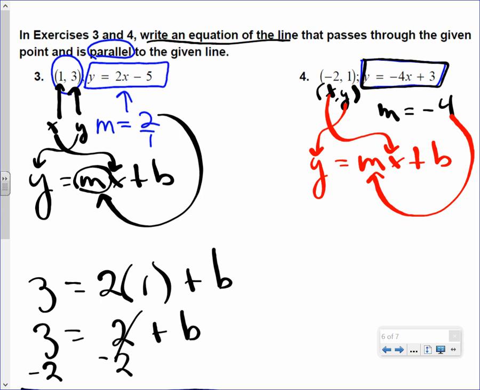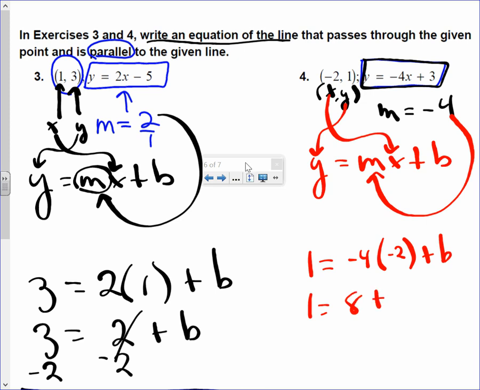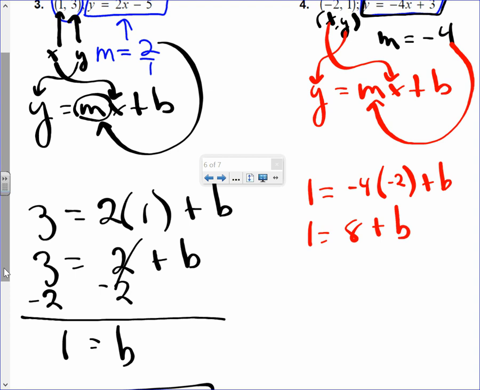Let's do it. 1 equals -4 times -2 plus b. We're rocking and rolling. What is -4 times -2? It's 8. Careful, negative times negative. It's 8, I didn't even write down the negative. It's all right, here we go.